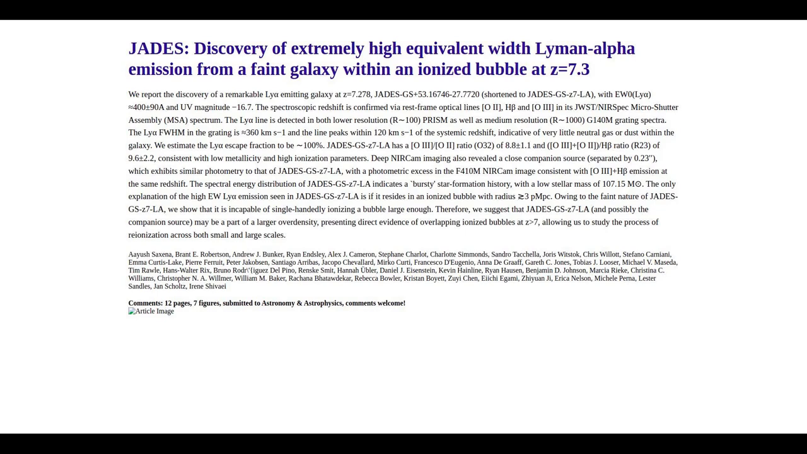The only explanation of the high Lyman-alpha emission seen in JADES-GS-z7-LA is if it resides in an ionized bubble with radius 3 pMpc. Owing to the faint nature of JADES-GS-z7-LA, we showed that it is incapable of single-handedly ionizing a bubble large enough. Therefore, we suggest that JADES-GS-z7-LA may be a part of a larger overdensity, presenting direct evidence of overlapping ionized bubbles at z greater than 7, allowing us to study the process of reionization across both small and large scales.